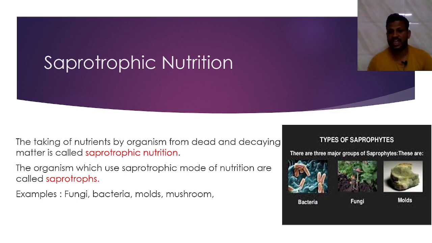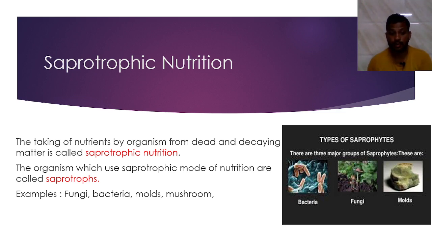In the picture we can see the types of saprophytes. It means the organisms which get their food from dead and decaying organisms are known as saprotrophs or saprophytes. One is bacteria, another one is fungi, third one is molds. Or we can take the mushroom also. Mushroom also depends upon dead and decaying materials.